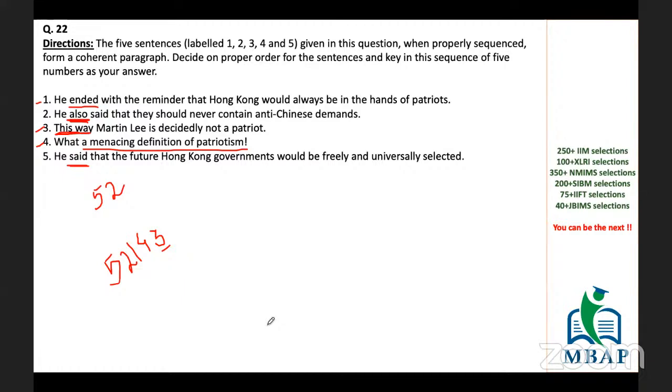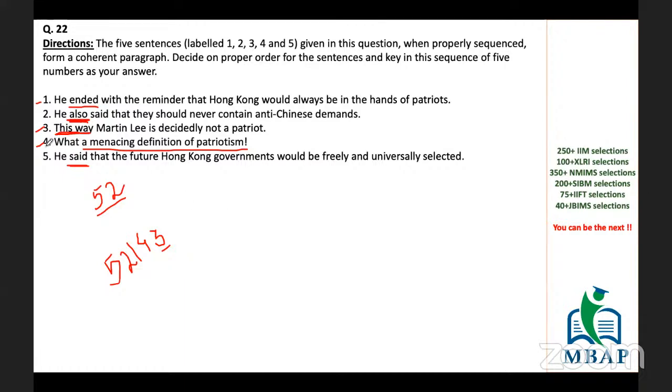But how first before four? Okay, first before four. See, first of all, Nivedita, fourth and third is a pair. Okay, let's understand from the scratch. Fifth and second makes a pair on the basis of also. Now I'm left with first, third and fourth, and all three sentences are talking about patriotism.